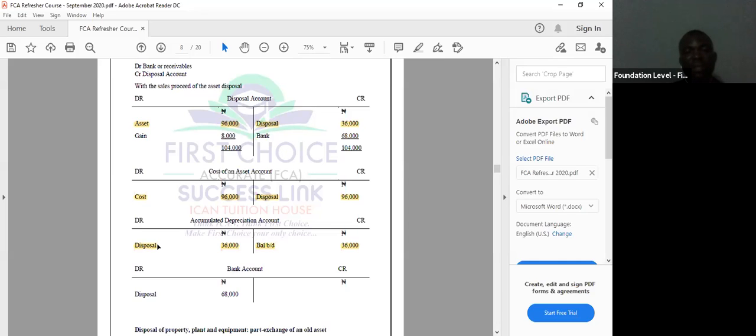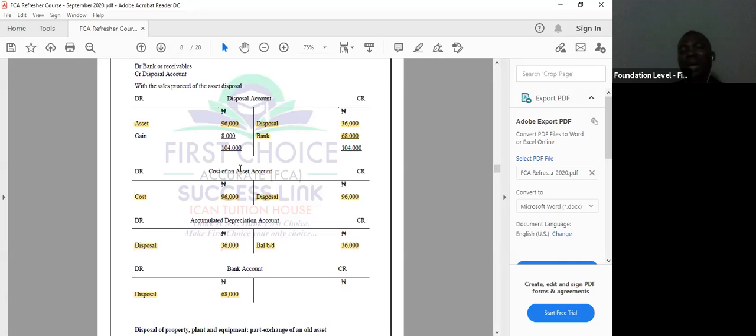This is on the left-hand side, and this is on the right-hand side. Then after I've done that, the next thing I need to do is the proceeds. Who is receiving the proceeds? My bank is receiving the proceeds because the money is paid into the bank. The disposer is giving it, and the bank is receiving.